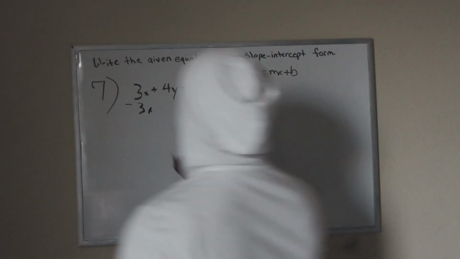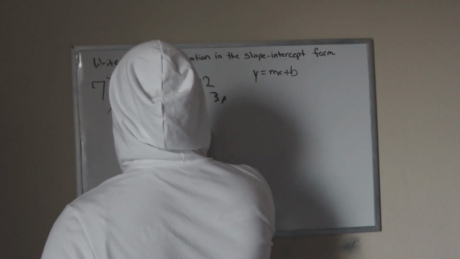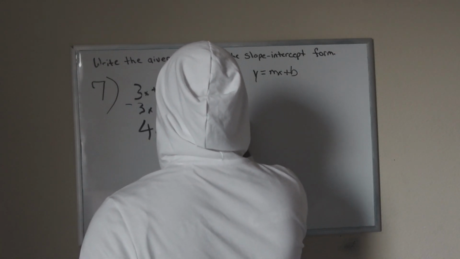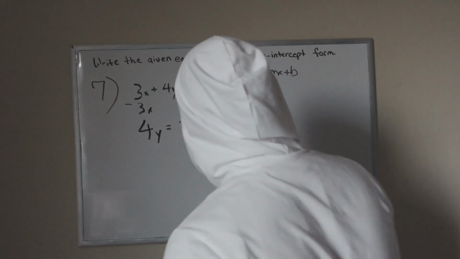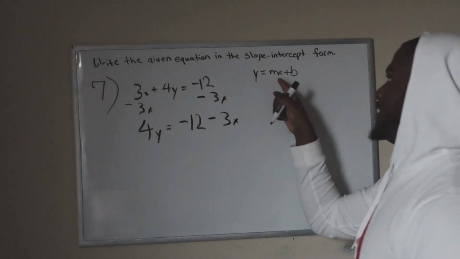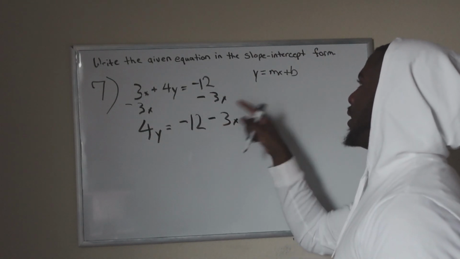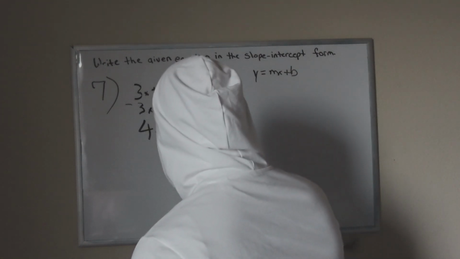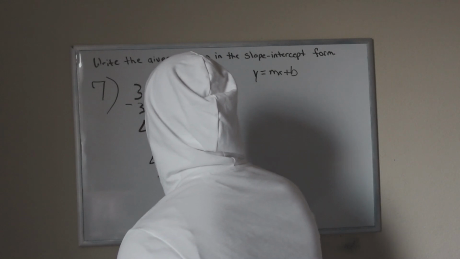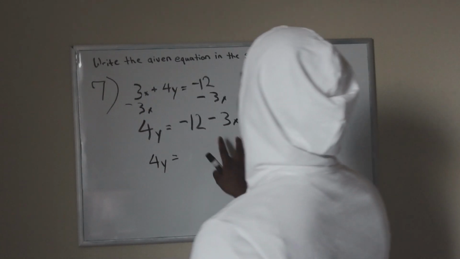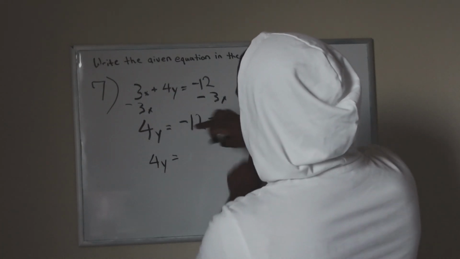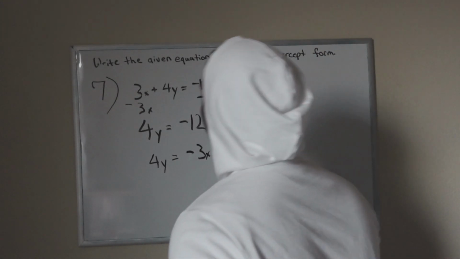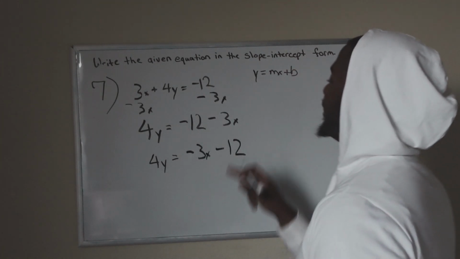So now we have 4y equals negative 12 minus 3x. And again, you want to write it so that it looks like this. So all we have to do is switch these two around so that your x goes first. We're going to rewrite this as y equals, but we're just going to flip these two around. So it's going to be negative 3x minus 12. Same equation, I just put the x first and the number last.